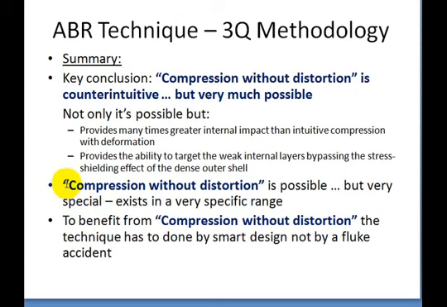So the other aspect that I want to highlight is that compression without distortion is possible, but it is very special. It exists only in a very specific range, right? In my earlier presentations, I talked about 1 to 2% deformation if you want to have this numeric level to it. And to benefit from compression without distortion, the technique has to be done by smart design and not by a fluke accident.